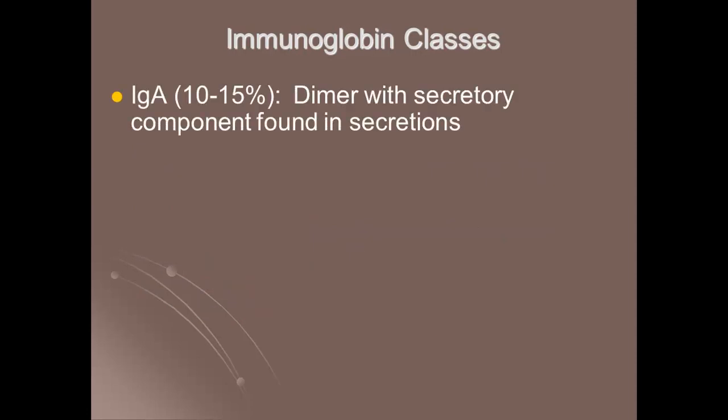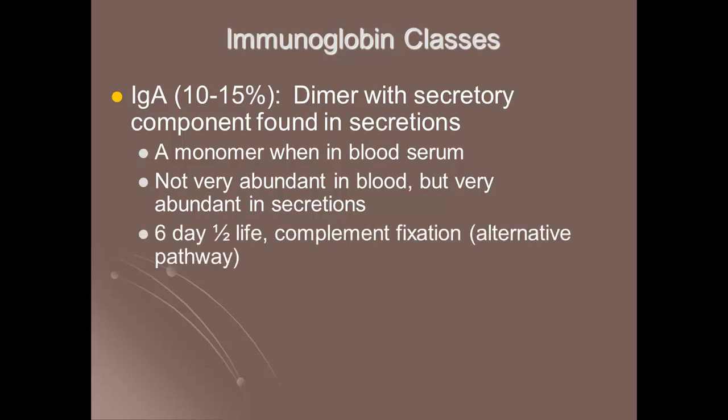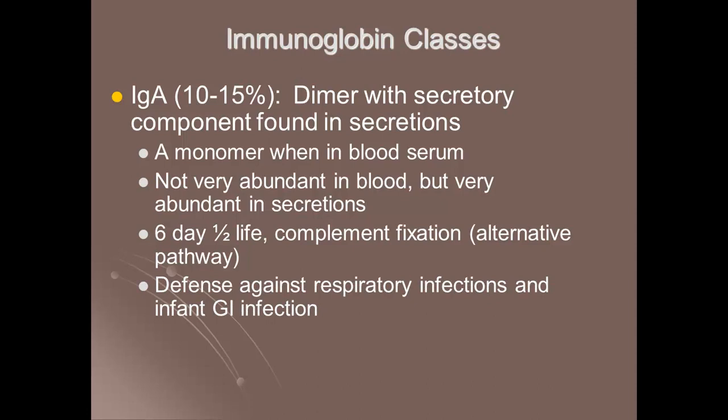IgA is a dimer, and it makes up 10 to 15% of serum antibodies. It's found in secretions. When I say secretions, I mean tears, mucus, and saliva. So it's not very abundant in blood, but very abundant in secretions: your tears, your mucus, and your saliva. It has a 6-day half-life, and it has complement fixation in which it activates the alternative pathway. It provides what we call mucosal protection, and is our defense against respiratory infections and infant GI infection.